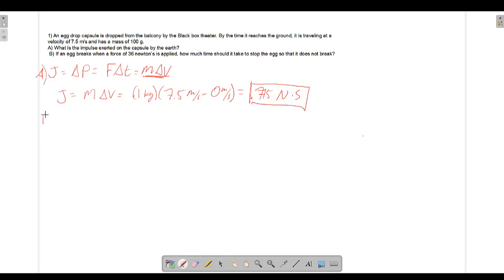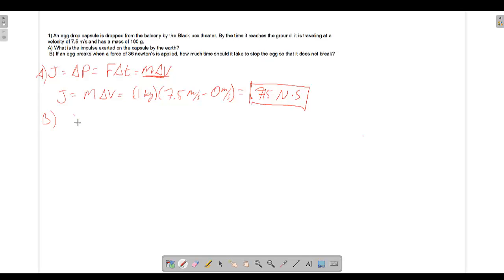For B, if an egg breaks when a force of 36 newtons is applied, how much time would it take to stop the egg so that it does not break? Both of these problems are very simple. Now we're done using M delta V, and we will use F delta T for this part. We know this was the impulse while it's dropping, so calculating the impulse for when it's stopping will actually be very similar.